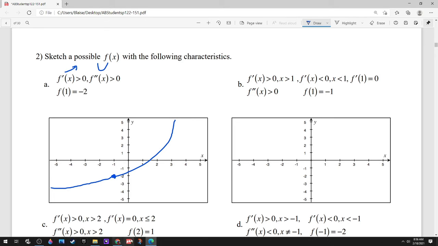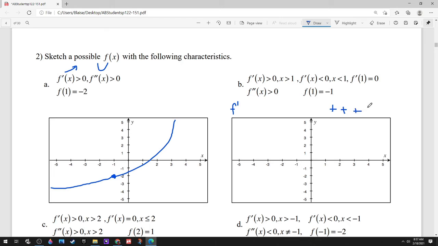I wonder what Stu's look like. Well, I don't want to cheat and see B yet, so let's see. What about this one? F double prime is greater than 0 when x is greater than 1. Okay. I said F double prime, F single prime. So I'm just going to draw this to help myself.